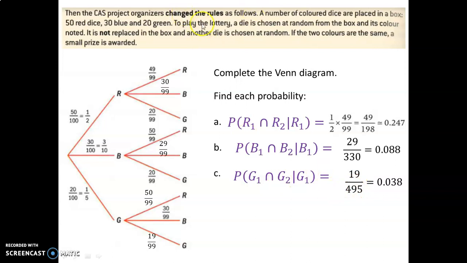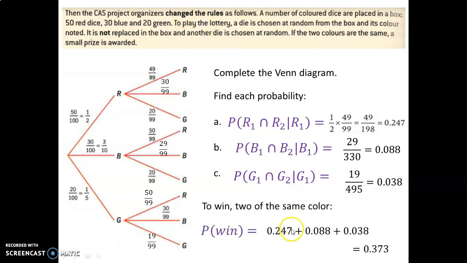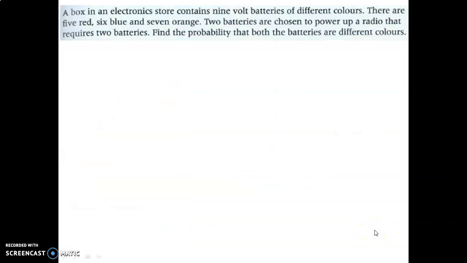Now, if you remember, the rules of the game are you win if you have two of the same color. So the probability of winning, like we did before, you just add up the three paths that have a winning situation. So add those three up, and there's your total chance of winning. Okay, one last one for you. Try this one. Draw a tree diagram and then see if you can answer the probability question it has here.